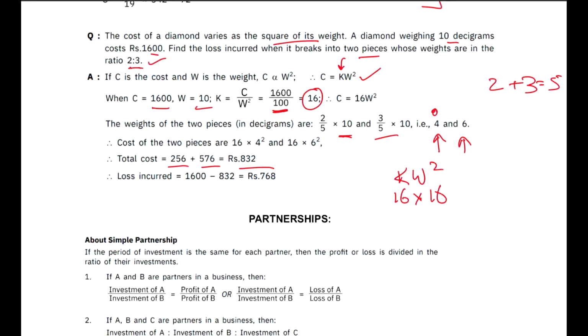Now when you add that up, you get the total amount as 832, but you knew that the actual cost was 1600, so the loss you have incurred is the subtracted value of the two, which is 768.